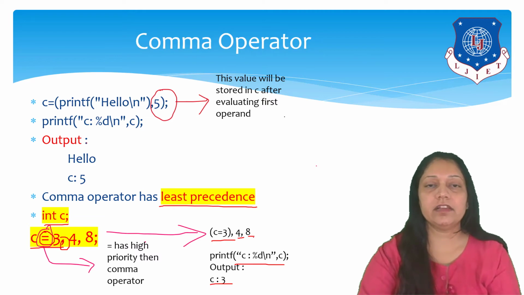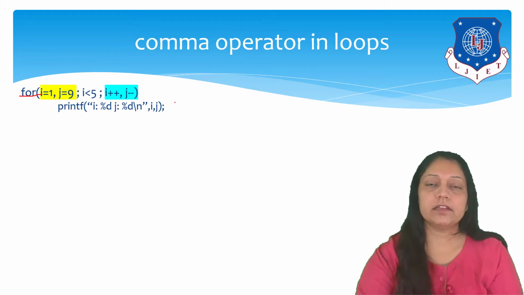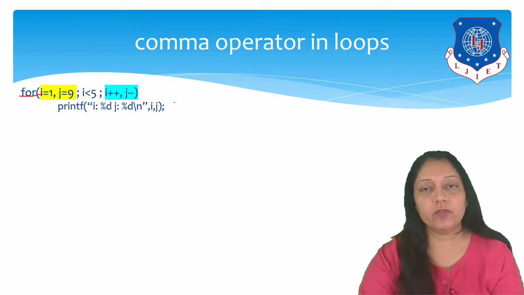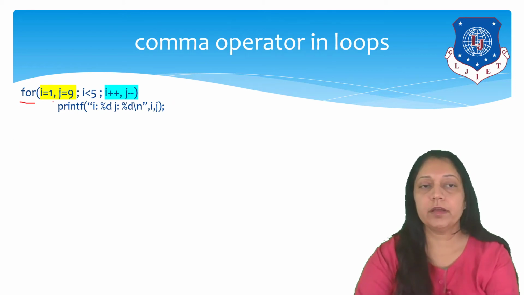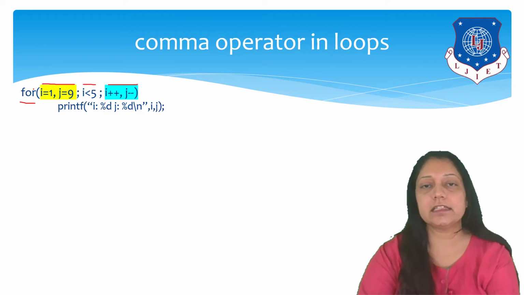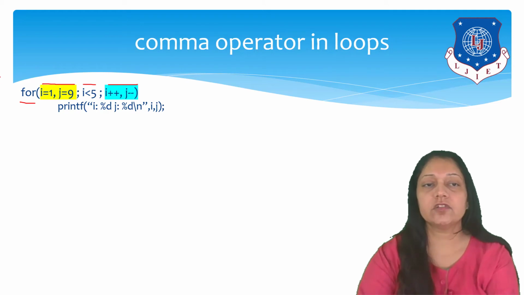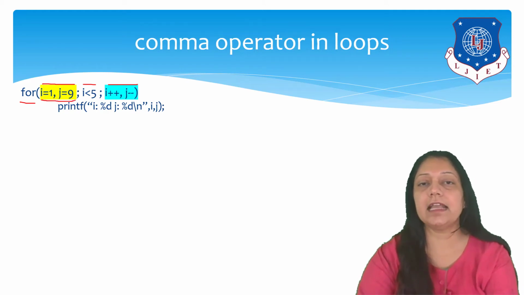4 and 8 will just be executed and ignored by the compiler. Also, comma operators can be used in loops, specifically the for loop. So I have here a for loop. Then we have three parts: initialization, condition, and update part. In initialization, if I want to initialize two variables at the same time in this for loop, I can do it using the comma operator. So here you can see I have two variables i and j.